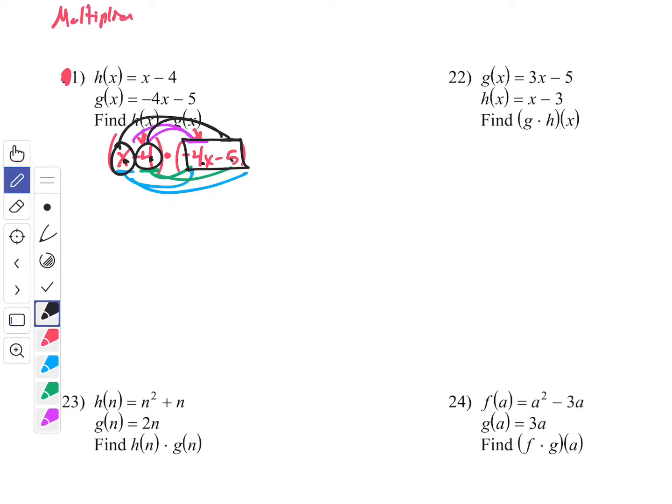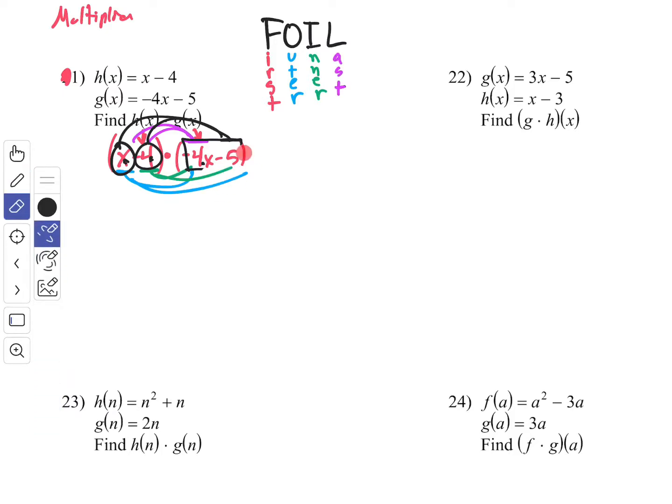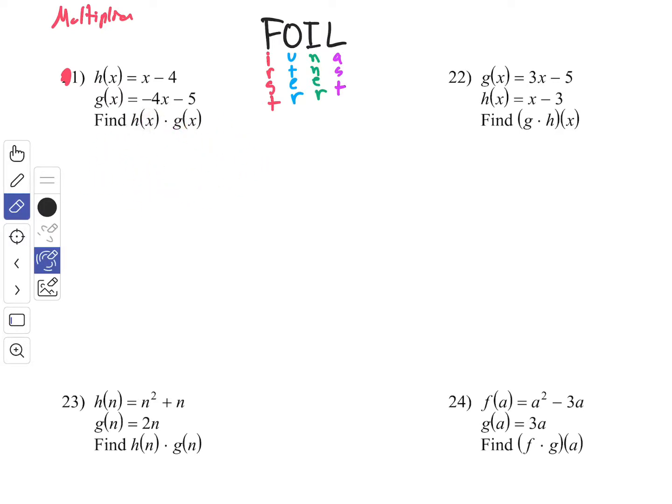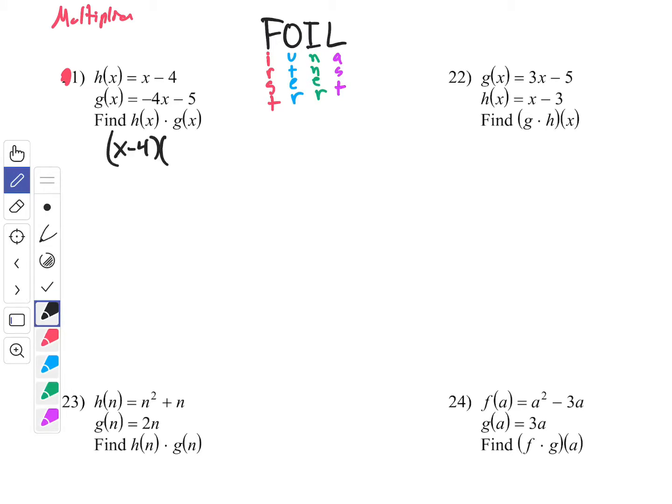Okay, now we've got kind of a thing, not a trick, but a way that we can think through it. It's called FOIL when we're dealing with this. We call it first, outer, inner, and last. It's just an easy way to remember the steps and how to do this. So let me rewrite this one. We've got x minus 4 times negative 4x minus 5.